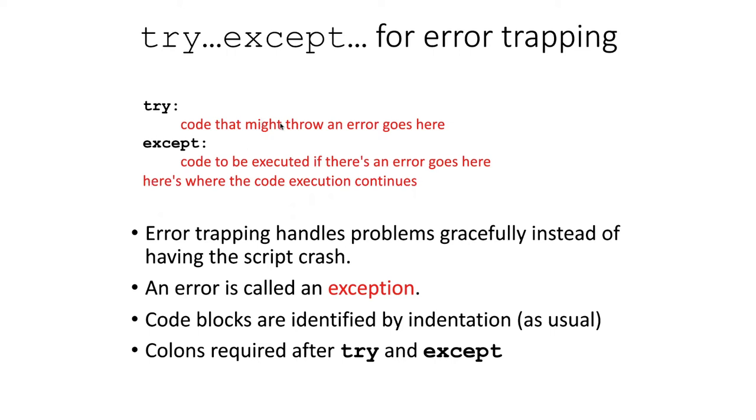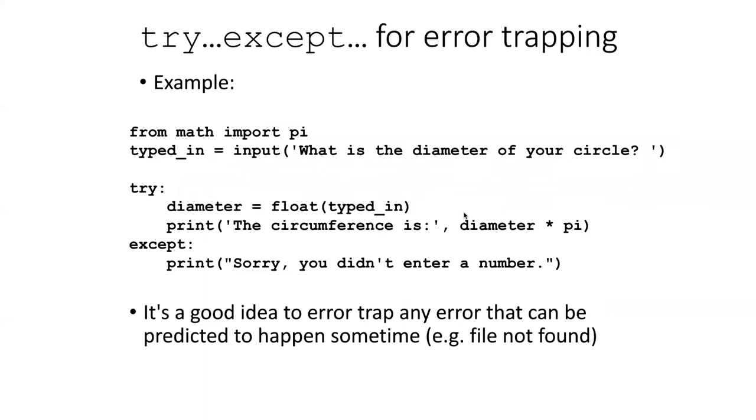But if in the process of trying to execute this code some kind of bad thing happens, then it jumps over to the except clause and executes the indented code block that comes after the except clause. This is similar in that the code blocks are indented and we have to have colons after try and except. So let's look at a common example here.